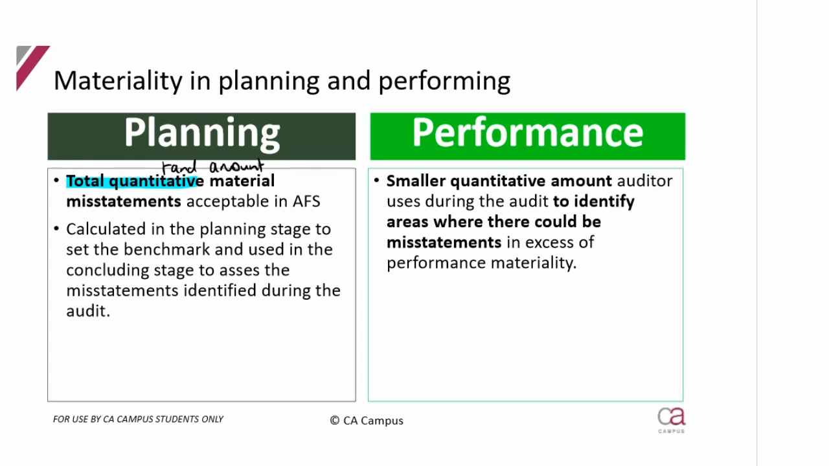Planning is calculated in the planning stage to set the benchmark for the maximum misstatements, and then it's used in the concluding stage to assess the misstatements identified. So, planning is used in 2 stages. Planning materiality is used in the planning stage and in the concluding stage, not in the performing stage. Remember the audit process? We've got pre-engagement, planning, performing, concluding. It is used in the planning and the concluding, not in the performing.